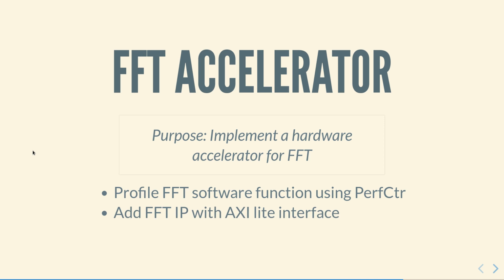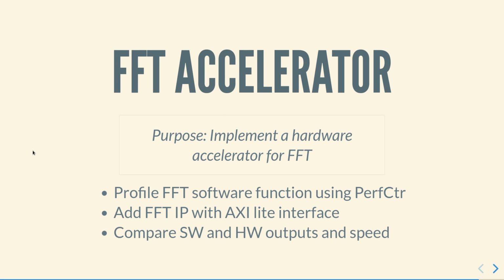Customize the FFT Vivado HLS IP, first to convert it to floating point, and secondly to add an AXI-Lite interface instead of the AXI-Stream interface so that it can communicate with the Microblaze processor. And finally, we will attach it to the Microblaze, implement it on the FPGA and compare the software and hardware outputs as well as speed.